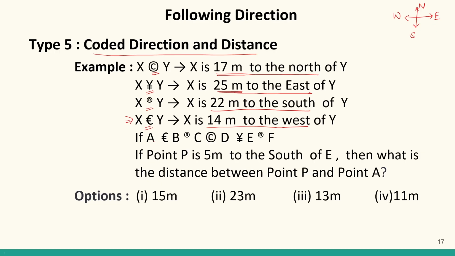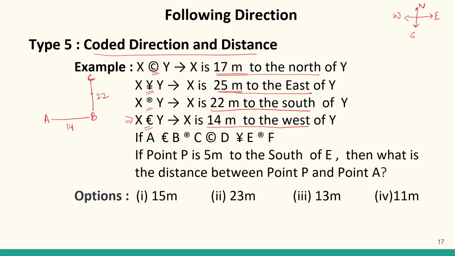So A is 14 meter west of B. Let me draw over here. A is 14 meter to the west of B. Similarly, B is 22 meter south of C. So B is how much? 22 meter to the south of C. Now C is how much? I'm taking a reference here. C is 17 meter to the north of D.